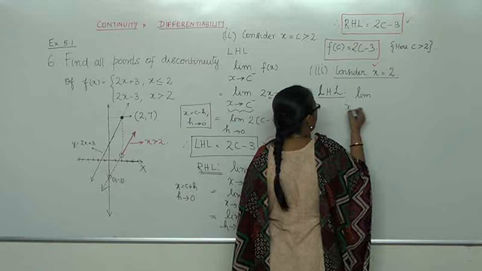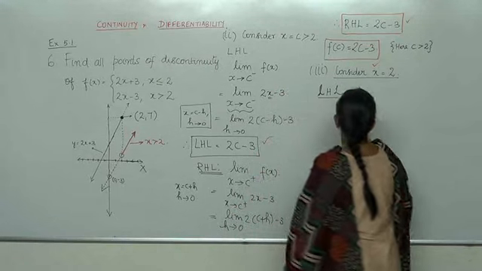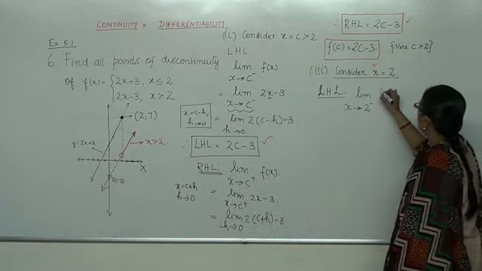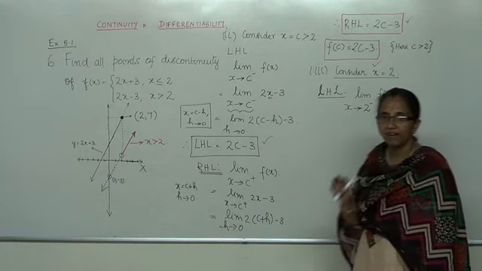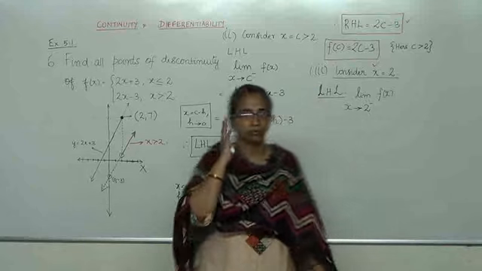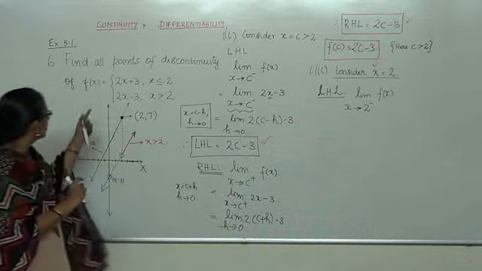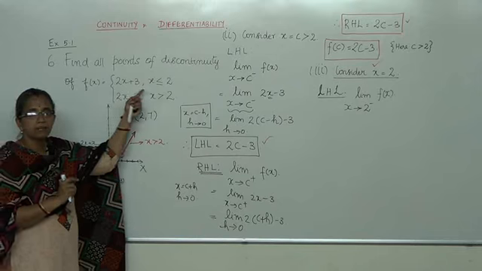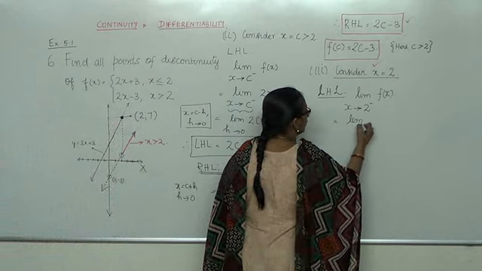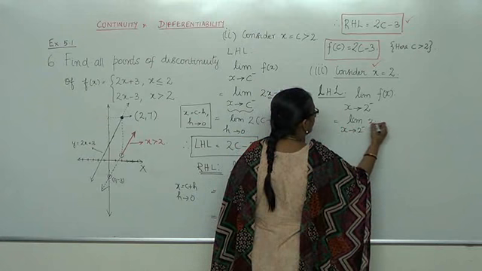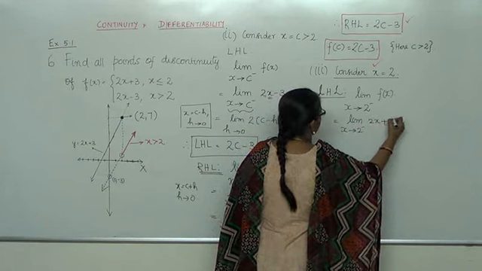Limit x tends to 2 minus, in this case we can directly write it as 2 minus f of x. 2 minus is a value less than 2. So if it is less than 2, the function will take the form 2x plus 3. Therefore we will here write this is equal to limit x tends to 2 minus 2x plus 3.